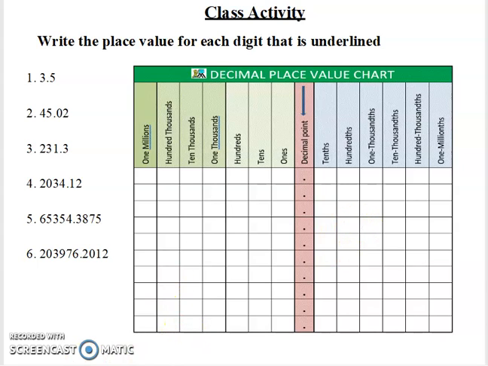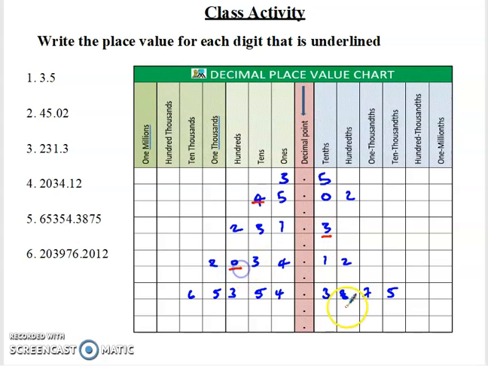And if we're looking at these numbers now, let me put a few more examples here. So for number 1 we have 3.5, 45.02, 231.3, 203.412, and 653.5423875. Alright, let's look at these for now. Looking at 4, 3, 0, and 8.